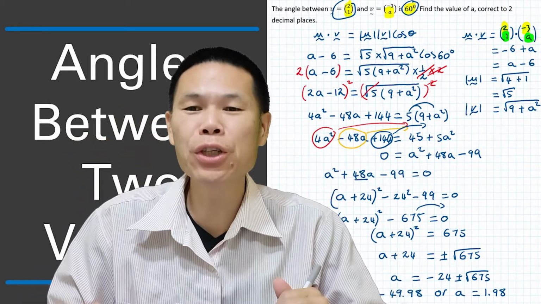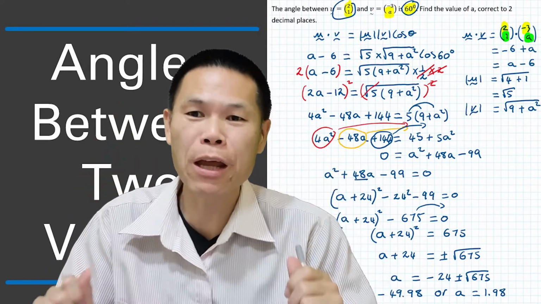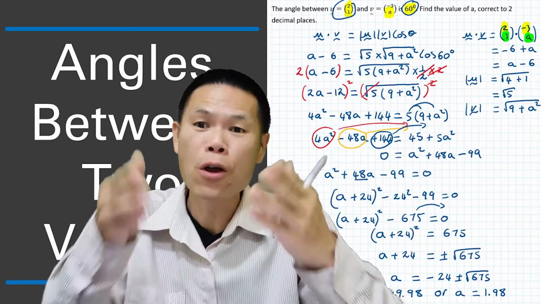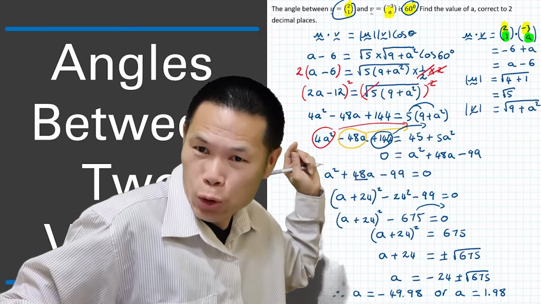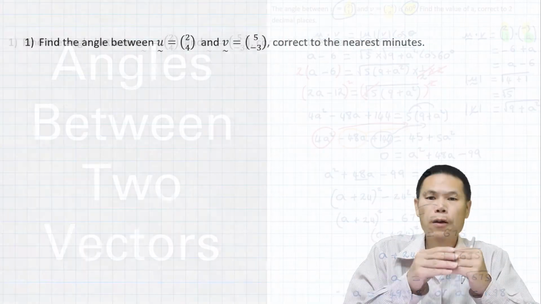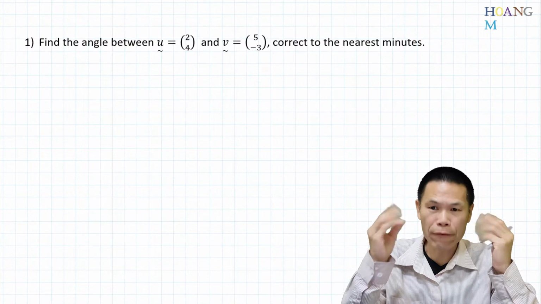In this lesson I will teach you how to work out the angle between two vectors. Of course, there's a PDF version in the description below for you to download so you can work with me. Otherwise, let's go straight into it. First one, we need to find the angle between vector u and vector v.